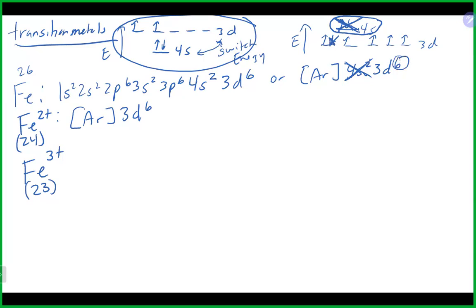It will lose that electron, and its configuration would be argon 3d5. So transition metals are different because they actually have more valence electrons. They have a lot more electrons they could lose, and they will go from the s first, then into the d.